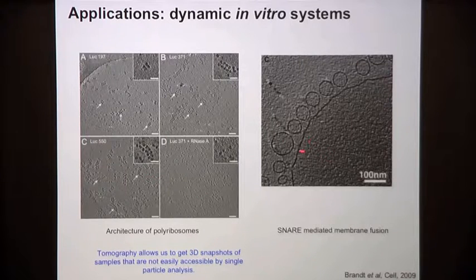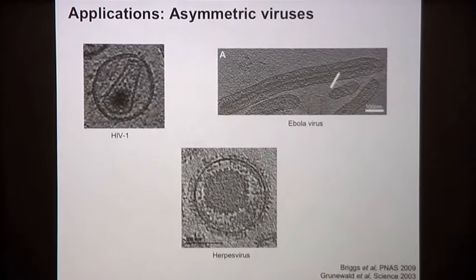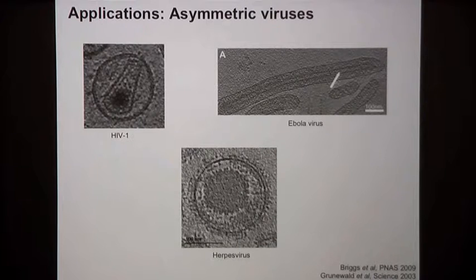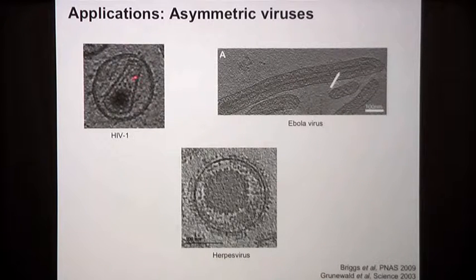We can look at dynamic in vitro systems, which are not easy to assess by single particle analysis. We can look at cellular processes like SNARE-mediated membrane fusion, for example. We can look at asymmetric viruses. In this case, our feature of interest, which is the virus capsid, is buried deep within the interior of the virus. In a single particle image, you would image through the entire volume, and the feature of interest would be blurred. Therefore, we need to acquire a tomogram to slice through the unwanted material to get to the region of interest, which is the virus capsid. So here are some examples.